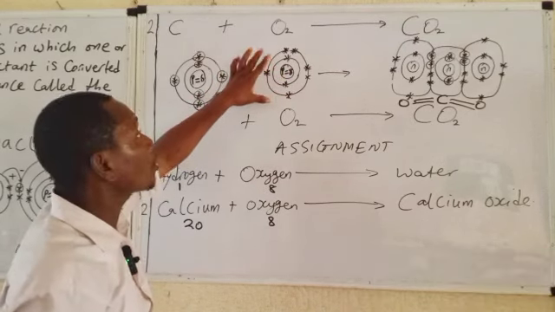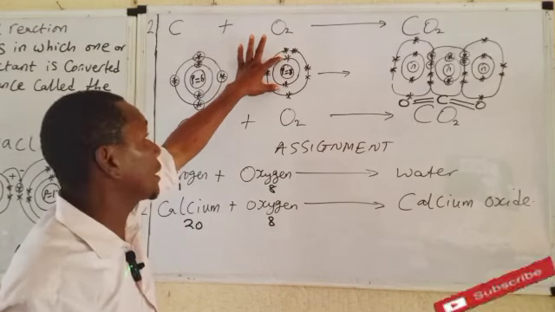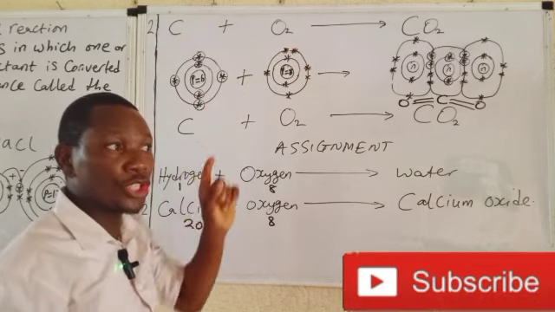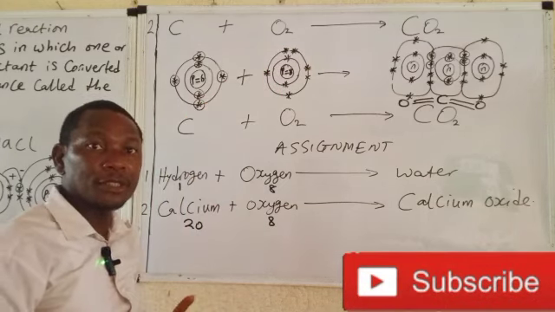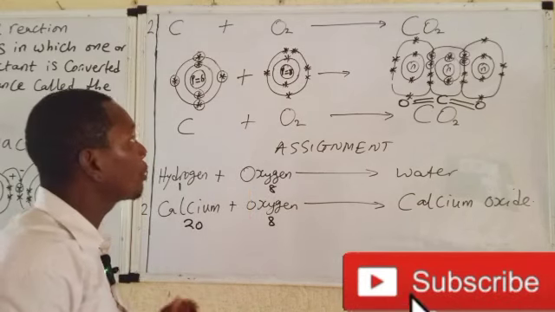For oxygen, the atomic number is 8, which means the number of protons is 8, and the number of electrons is also 8. The first shell will take 2, which is the maximum number that it can take, and the second shell will take 6, which is the remaining. All right? So please take note.